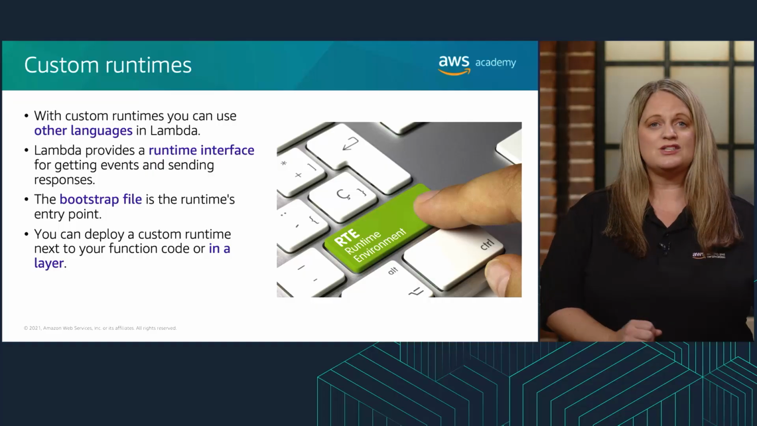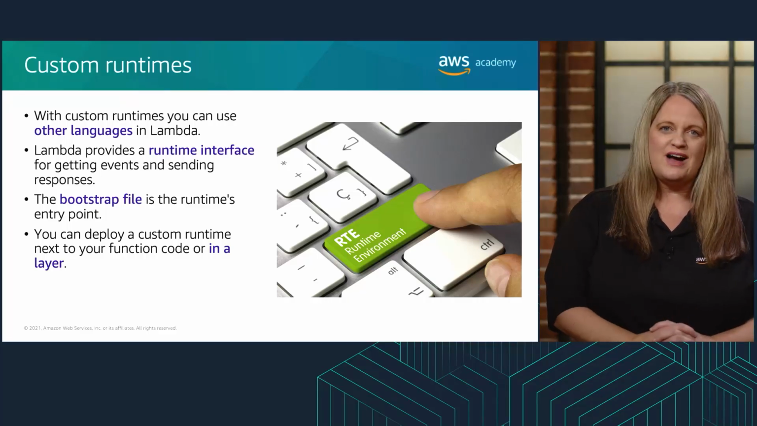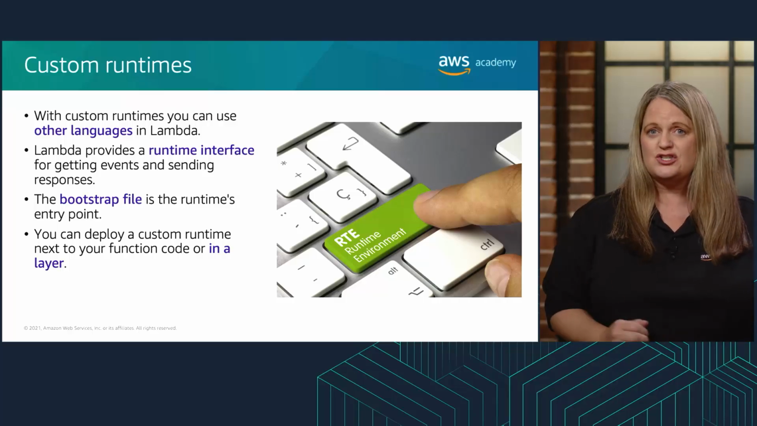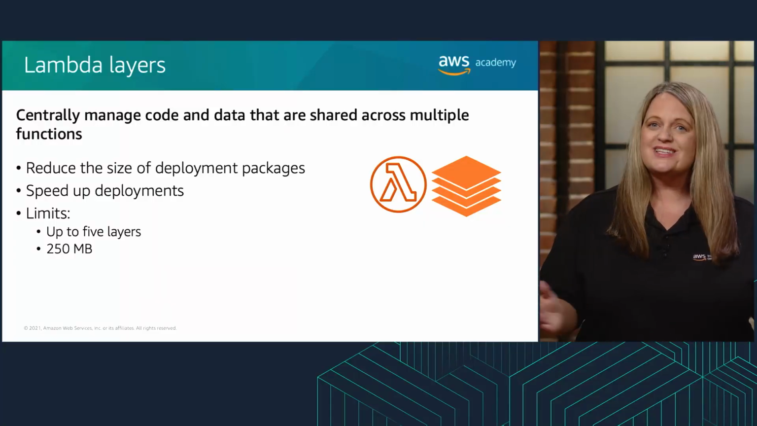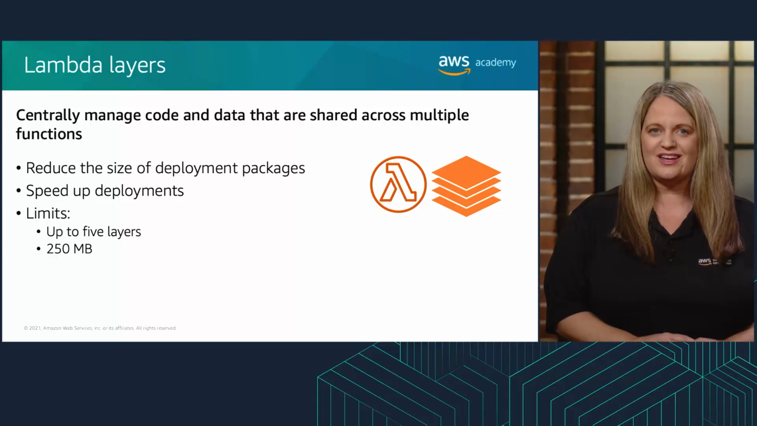With custom runtimes, you can use other languages in Lambda. The Lambda execution environment provides a runtime interface to get events and send responses. The bootstrap file is the runtime's entry point, and you can deploy a custom runtime next to your function code or in a layer. Even when using a standard runtime, when you build serverless applications, it's common to have code shared across Lambda functions. It can be custom code that more than one function uses, or a standard library that you add to simplify the implementation of your business logic.